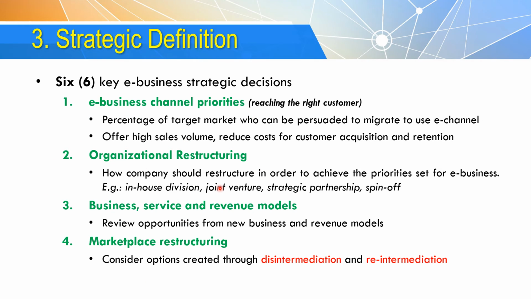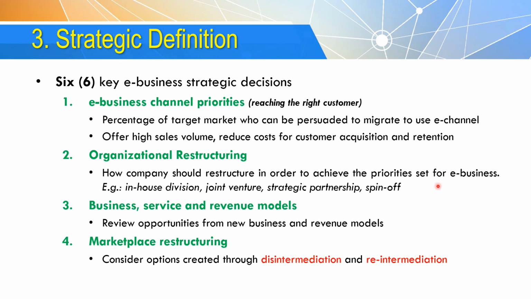We had the objective, and now you have to make a plan. We want to know where to plan, so there are 6 keys you can look at to see where you can plan. First, in terms of reaching the right customer: how to use the channel to reach your customer. And then the second key is organizational restructuring: how companies should restructure in order to achieve the priority set of e-businesses.